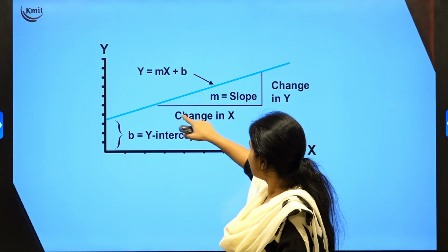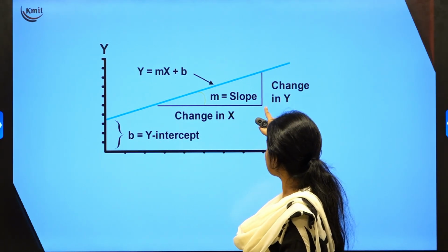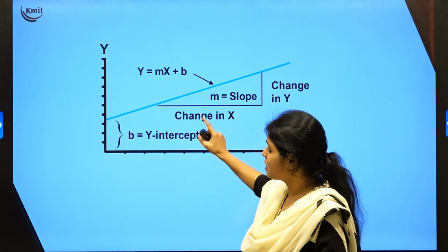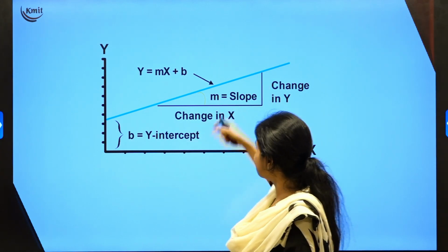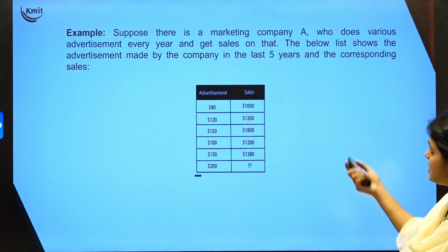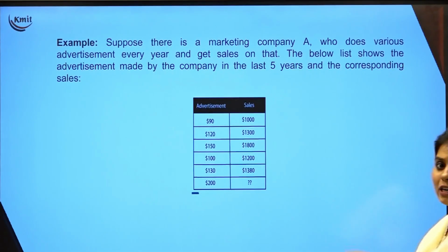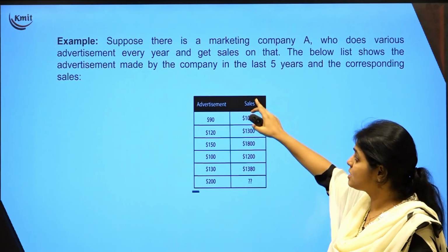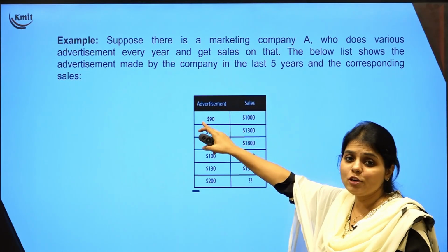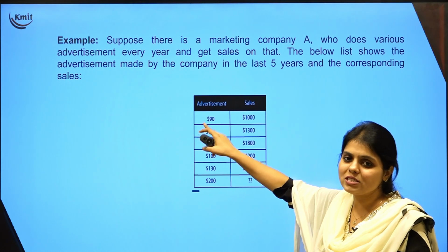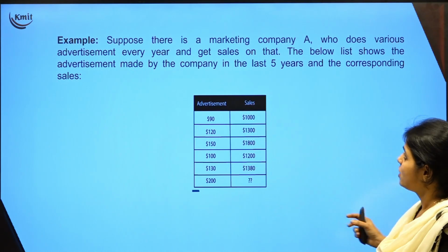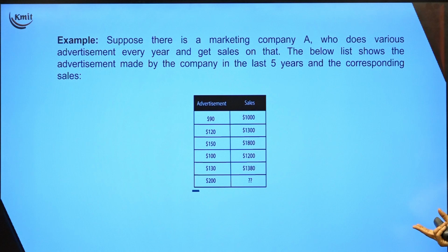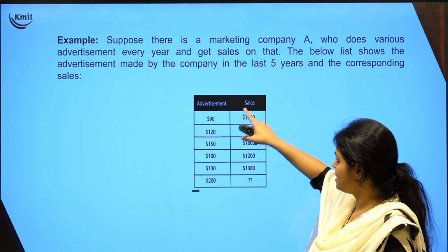Depending upon the change in x, we also have a change in y values, right? That is decided by the intercept and slope. For example, as you can see, this is simple data, and I call it simple linear regression. Why? I am trying to predict sales, which is dependent. This output, sales, depends on the input variable, advertisement. There's a marketing company called A which does various advertisements every year and gets sales from them. So advertisement is the input, sales is the output.